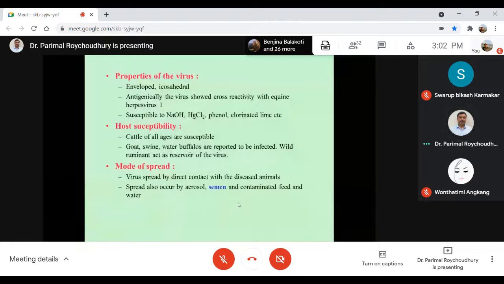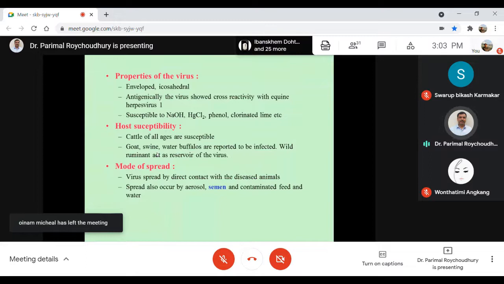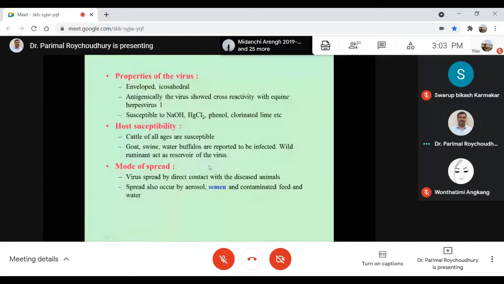Now, this particular virus is antigenically cross-reacting with equine herpesvirus 1, which causes rhinopneumonitis and abortion in equine. If you see the host susceptibility, all groups of cattle are susceptible to this infection. The disease has also been recorded in other species, like goat, swine, as well as water buffalo, including wild ruminants, and they may act as a reservoir of the virus. As with all herpesviruses, close contact is essentially needed. It may be transmitted through aerosols or semen, or feed and water recently contaminated with the virus. So by direct contact, the disease spread takes place.